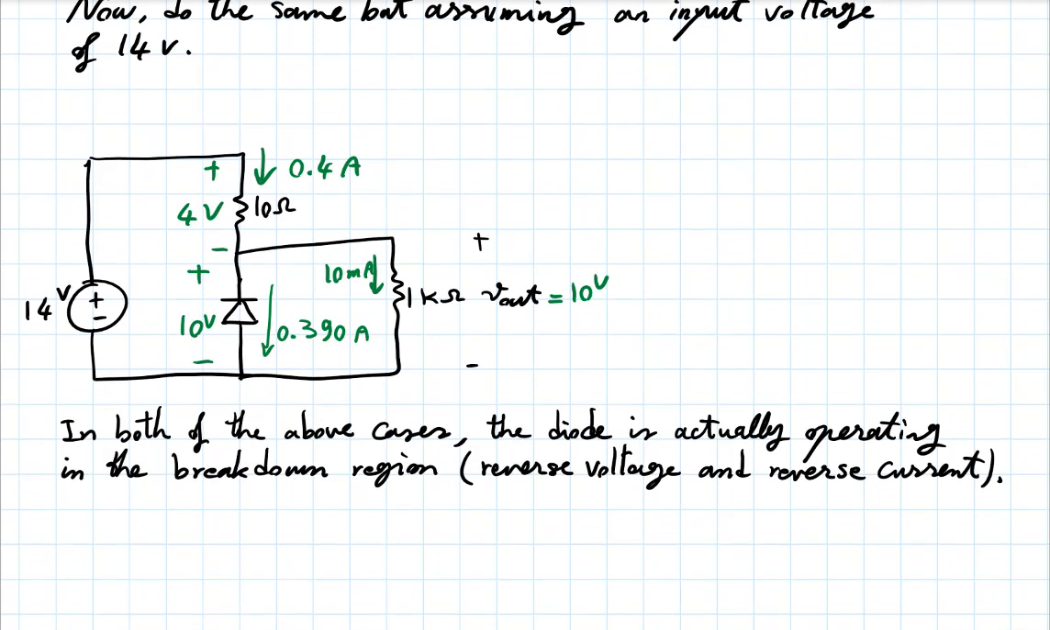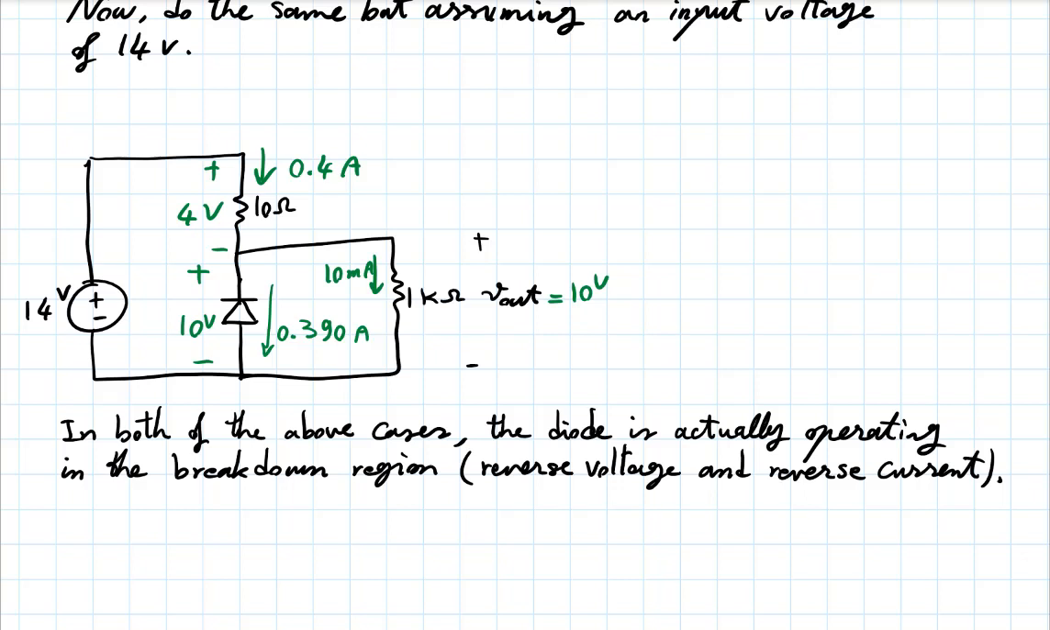What if the input was 13 volts instead of 14 volts? Same thing. But instead of 0.4 up here you would have 0.3 amps, and the current going through the diode would become 0.29. And so on and so forth. What if the input was 8 volts? What do you think would happen then, without doing an analysis? But again, that would be something that you could take a look at on your own.